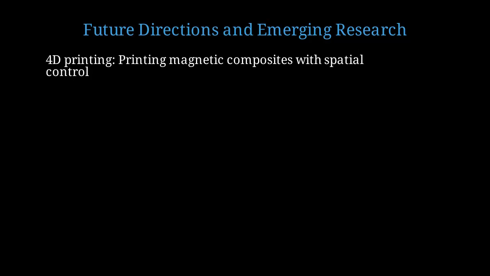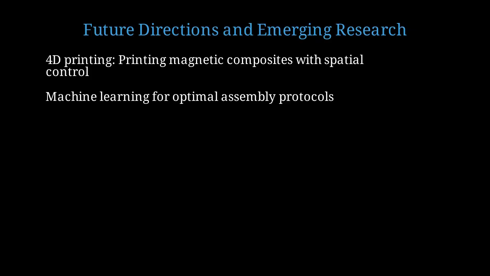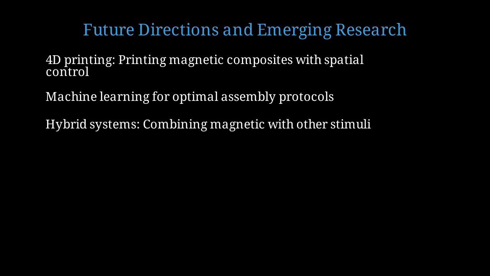Four-dimensional printing allows spatial control of particle concentration and orientation during fabrication, enabling pre-programmed shape changes. Machine learning algorithms can optimize field sequences to achieve desired assemblies faster and with fewer defects than trial-and-error approaches. Hybrid systems combine magnetic actuation with light, electric fields, or chemical triggers for multimodal control and enhanced functionality. In biomedicine, magnetic actuators could enable minimally invasive surgery, with millimeter-scale robots guided through the body magnetically.